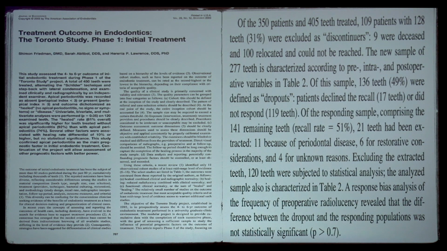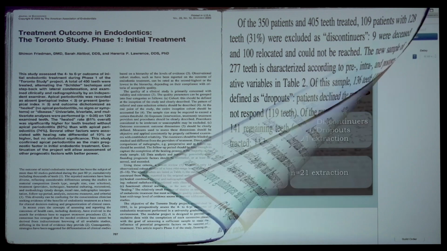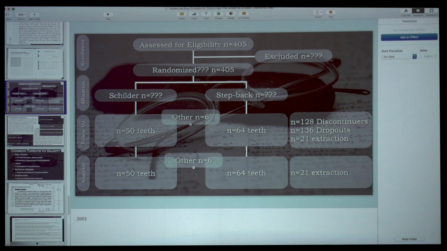Oh, thank you, Shimon. Of the 350 patients and the 405 teeth treated, 109 patients with 128 teeth were excluded as discontinued, 9 deceased, not relocated. There's a sample of 277. Of the sample, 106 teeth, 21 teeth had been extracted, 11 because of periodontal disease. So what happened here? We only observed the teeth for apical periodontitis that were actually still in the head.